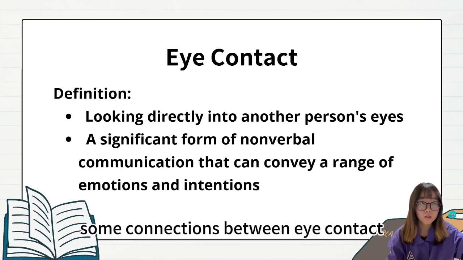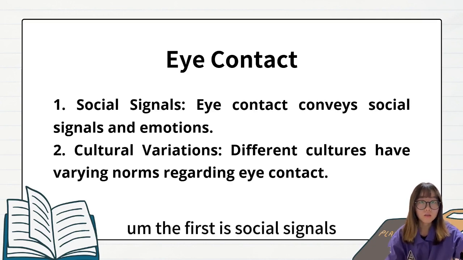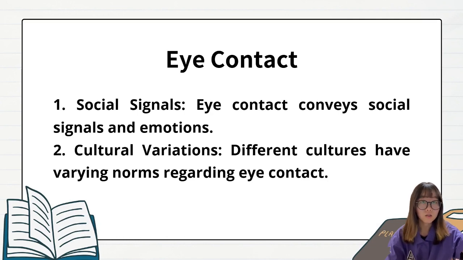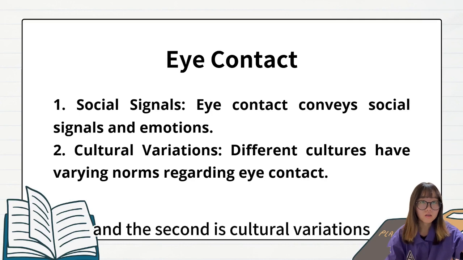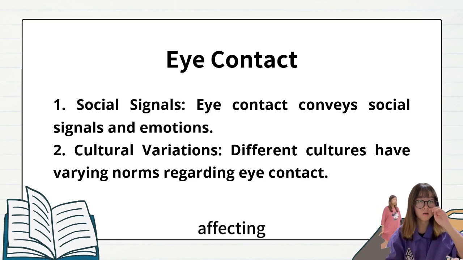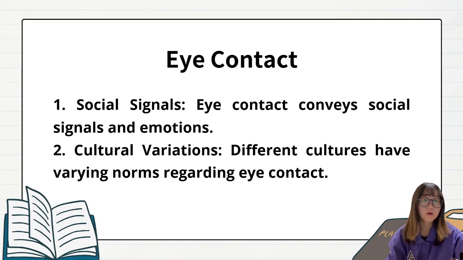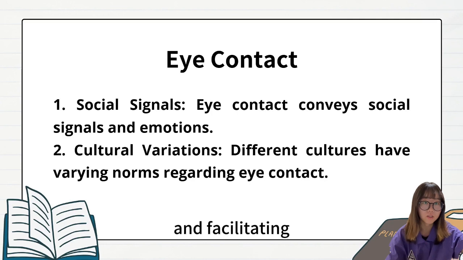Some connections between eye contact and linguistics include: The first is social signals. Eye contact conveys social signals and emotions, such as interest, confidence, or discomfort, adding layers of meaning to verbal communication. And the second is cultural variations. Different cultures have varying norms regarding eye contact, affecting how verbal communication is perceived and interpreted. Overall, eye contact enriches verbal communication by providing additional context and facilitating smoother interactions.